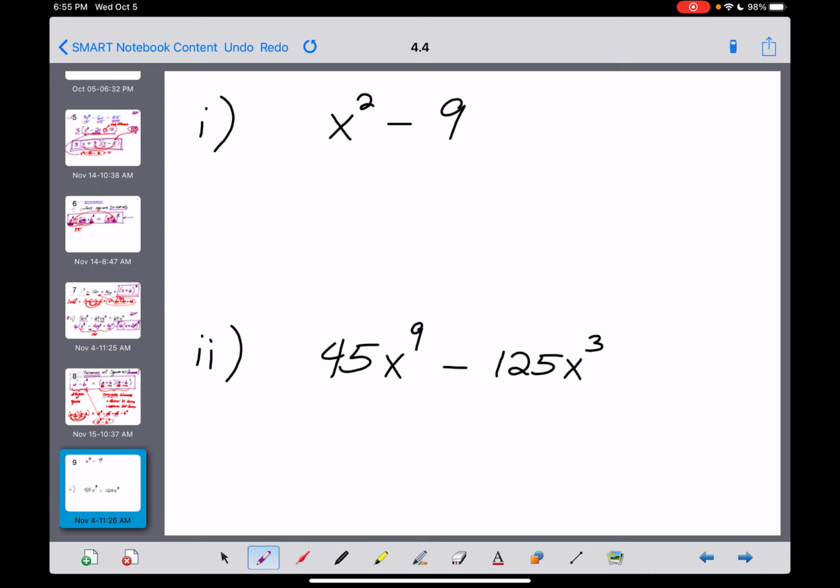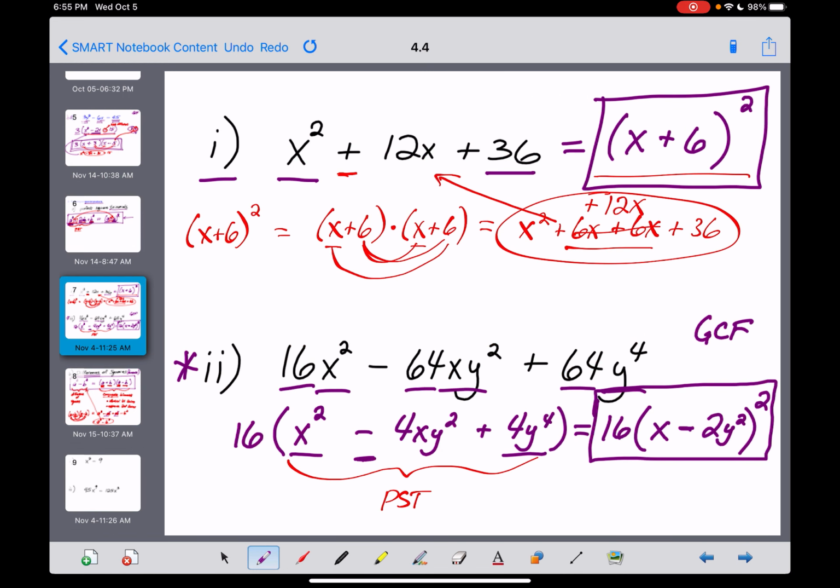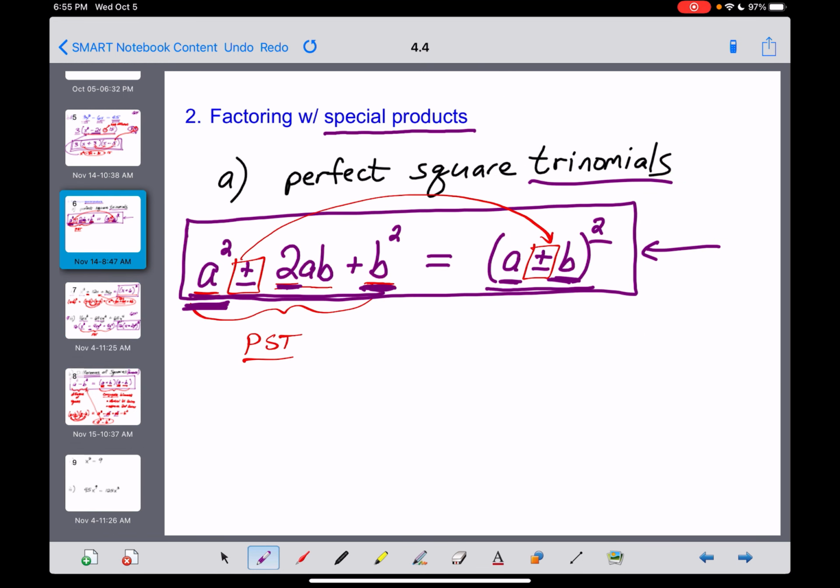X squared minus 9. Okay, is there a GCF? No. There's nothing you can pull out right here. But what I want you to notice is that this is a binomial, which makes it different than almost every factoring problem we've done so far. These were both trinomials. That was a trinomial. Where was I? This one was a trinomial.